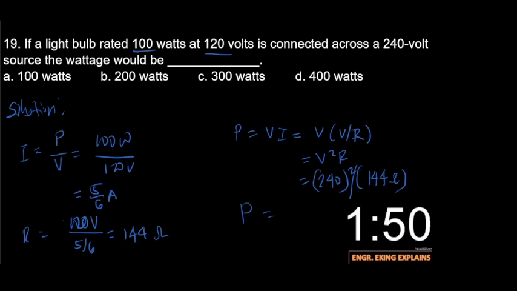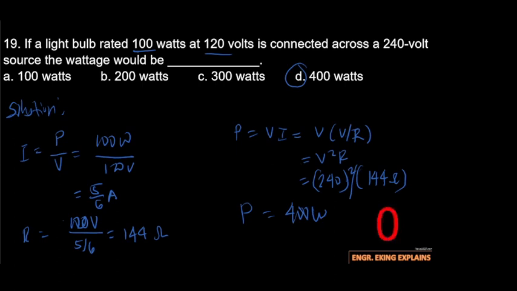Okay, so I hope okay na. So if yung nakikita nyo sa screen nyo is may P equals, so yan na yung live screen. So we have 240 squared over 144. Okay, so 240 squared divide 144. So equal ya to 400 watts. So the correct answer is letter D, 400 watts.